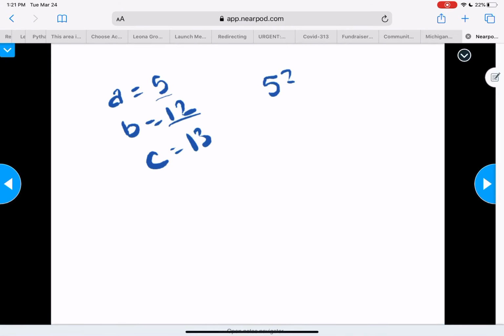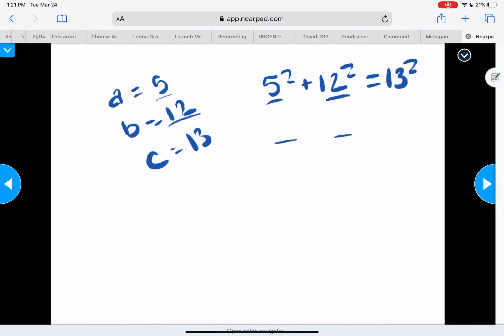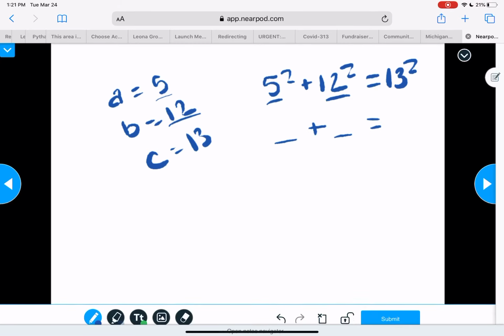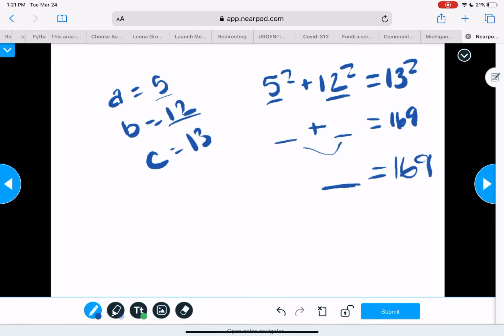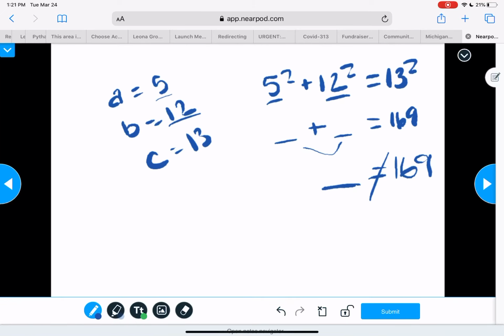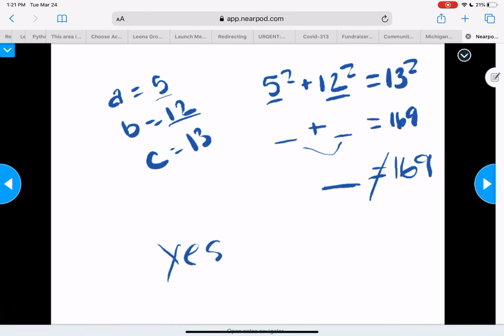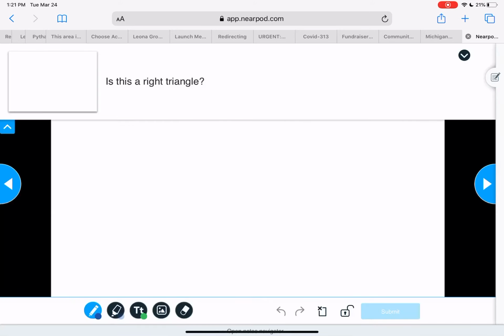You would then go ahead and set up your equation. Okay, once you do your exponents, you'll have 2 numbers that you need to add. And then 13 squared is 169. Once you add these, we want to see if this number actually equals 169. If it does equal, then yes, it is a right triangle. But if it does not equal, then it's going to be no, it's not a right triangle. So I need the yes or no as part of your answer too, okay? And then submit, you move on.